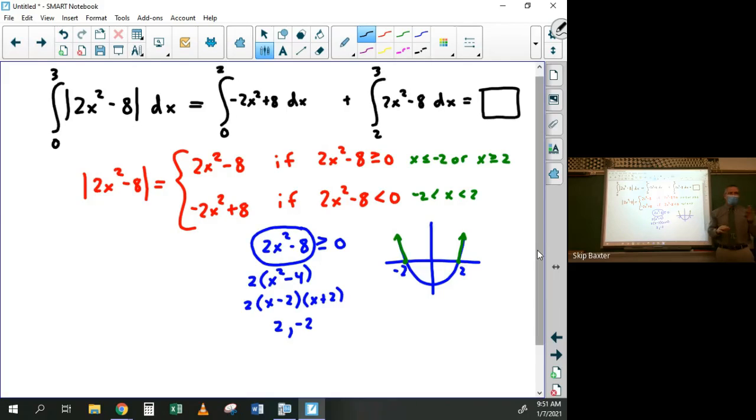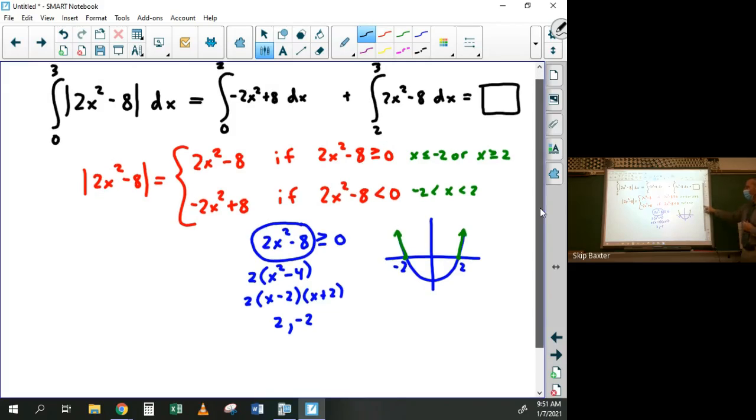Okay. What I don't want you to do is use the absolute value function on your calculator and just type it in. That would be a waste of your time because you have to be able to do this. It'll be a non-calculator question on the actual AP test. So don't do that. You're hurting yourself if you do that.